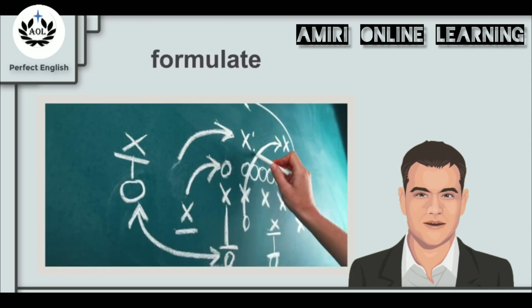Now you look at the picture and you can see that somebody is drawing something on the board using a chalk, but what is the drawing actually? If you look closely at it, it looks like a plan, and it's a plan for a game of football or something like that. We have the movements of players, the X's and O's represent the players, the arrows represent the movements. Maybe that is the coach and he's explaining to the players how they should move. He is coming up with a plan.